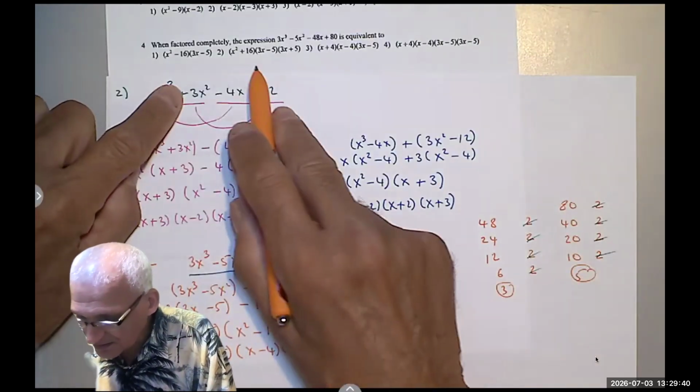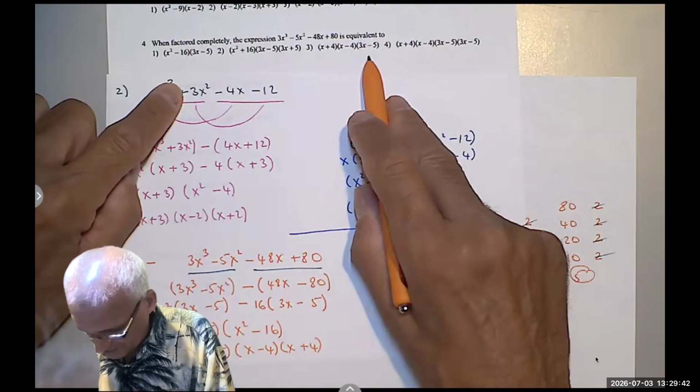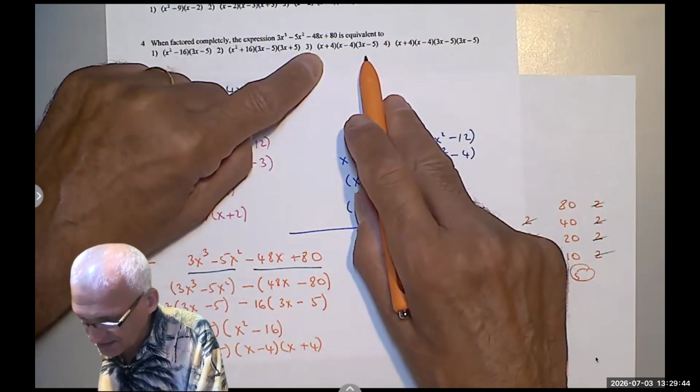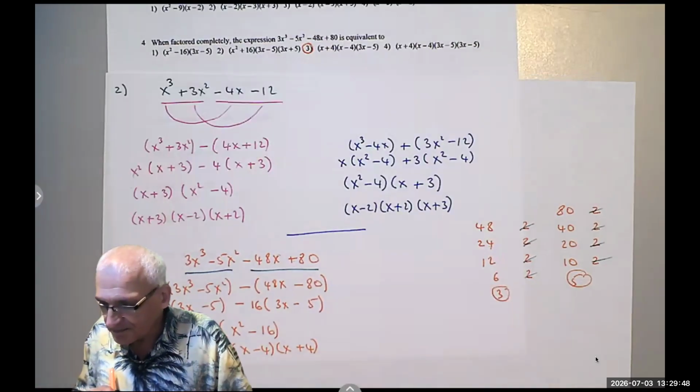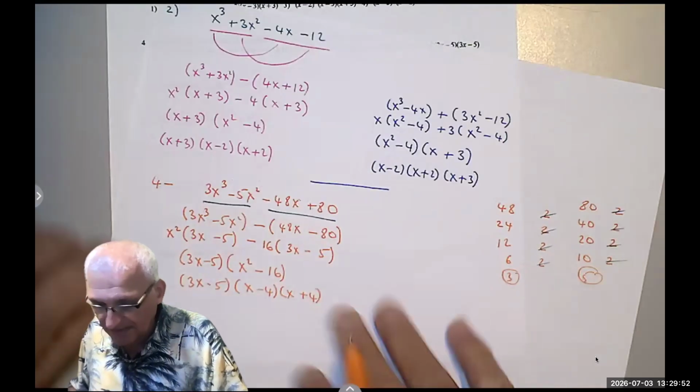So 3x, 3x minus 5, it's 3, right? Yeah, it is 3. Okay, so that's the first two.